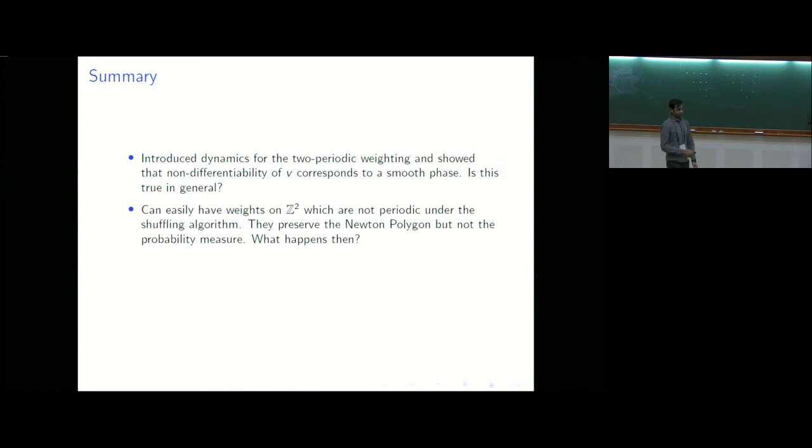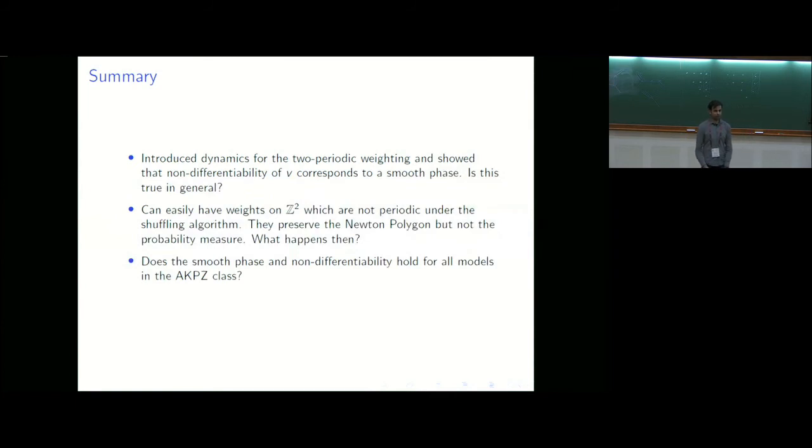Another thing that's a bit mysterious is that we can have these general weights on Z^2, and if you keep applying this shuffling algorithm, they're not periodic in time in the same sense as the two-periodic one is. But something called the Newton polygon, which defines the phases that you can get, remains the same. So we're kind of flummoxed by what happens in this particular picture. And does this hold more generally? This is for a very, very specific model. So does this hold for more general models in the KPZ class?